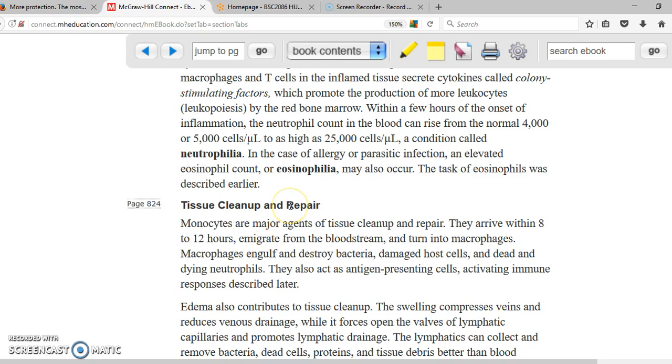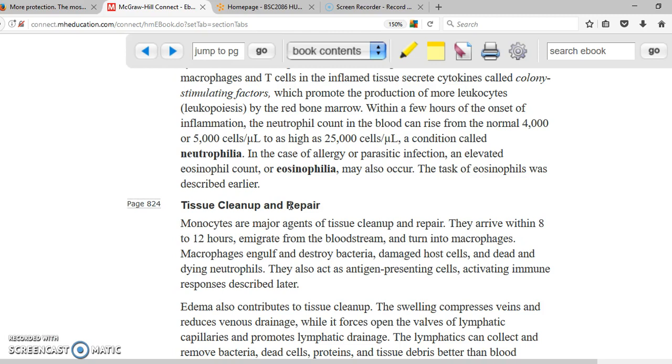Tissue cleanup and repair, basically that is the responsibility of the macrophages. As we said, monocytes are what they're called when they're inside the blood. Outside, they're going to be called macrophages. You're also going to have basophils in the tissues that are going to produce more chemicals. The macrophages basically go to the area where the destruction is, where the infection was, and they're going to destroy everything in the pathway that they have.